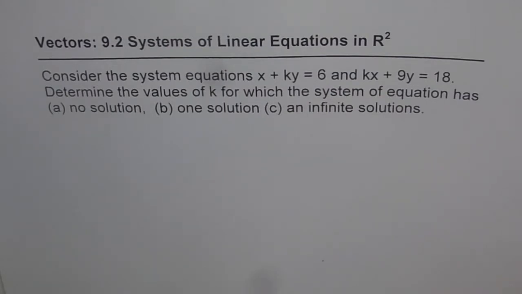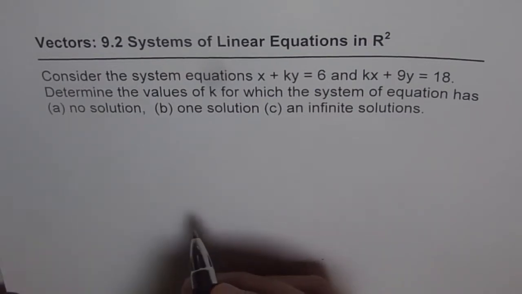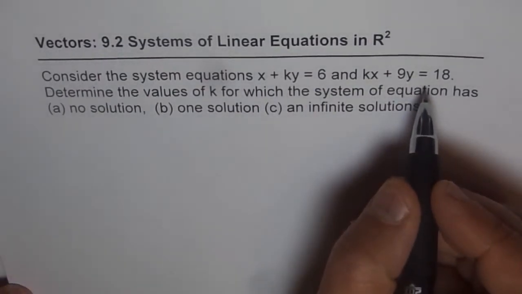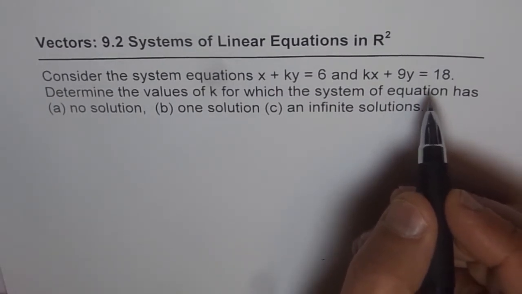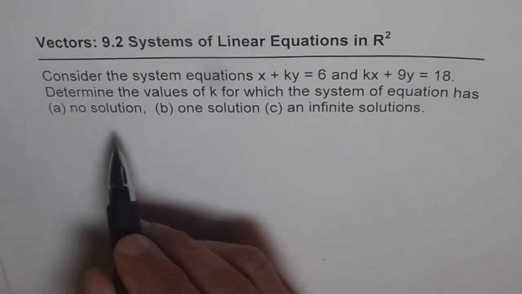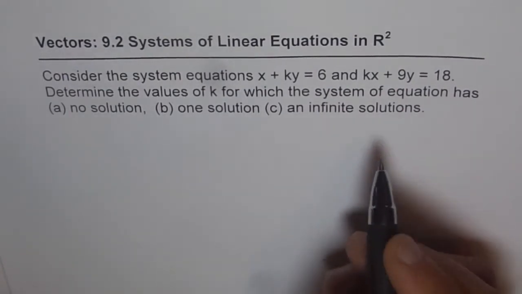The question here is, consider the system of equations x plus ky equals 6 and kx plus 9y equals 18. Determine the values of k for which the system of equations has no solution, one solution, or infinite number of solutions, right? So let's work with these two equations, try the elimination or substitution method, and try to figure out the values of k which can give us all these conditions, right?